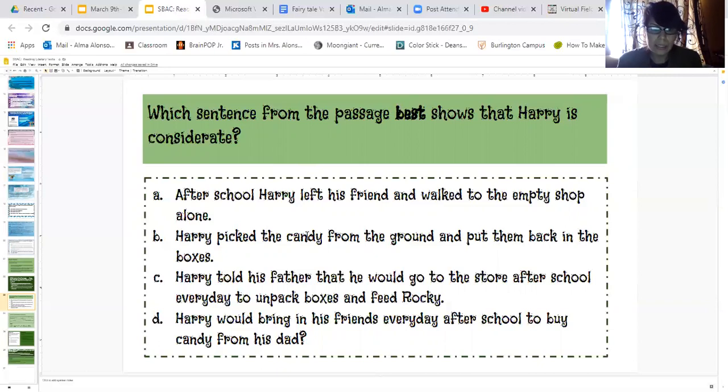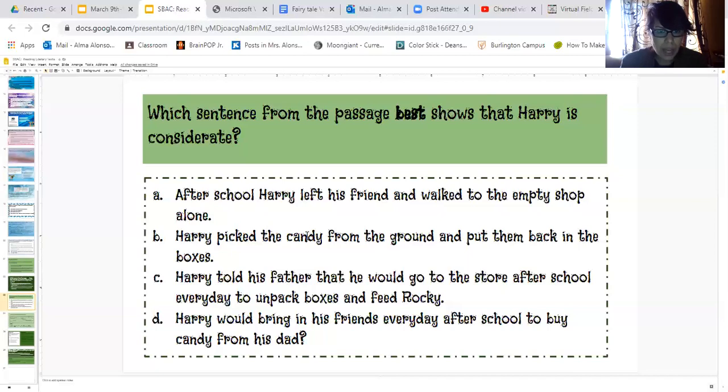Okay, so if you selected letter C as your option, then you are correct. So letter C says, Harry told his father that he would go to the store after school every day to unpack boxes and feed Rocky. Remember, this is when Harry's dad was feeling ill and he was in the hospital. So he was so concerned about not being at the store that Harry agreed to go and take care of the store, unpack boxes, and make sure that even Rocky was being fed and taken care of. So that's Harry showing that he's considerate. He knows that his dad is going through a hard time and he wants to help out, and he's considering that he knows his dad can't do these things, so he's going to step in and do it for him. So yes, this shows that he is considerate.